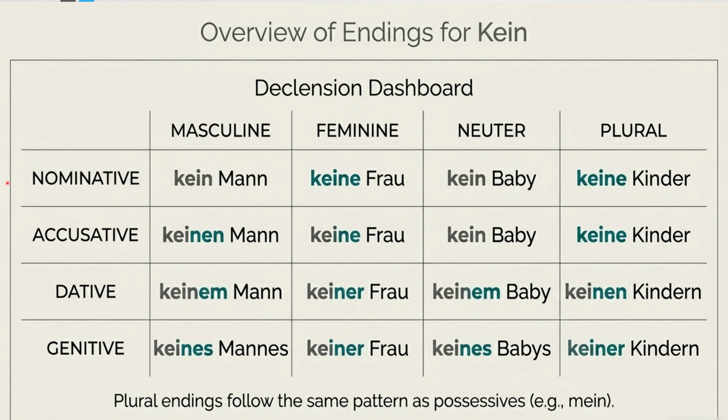This table shows all the forms. Notice how it changes. Nominative: kein Mann, keine Frau, kein Baby, keine Kinder. Accusative: keinen Mann, keine Frau, kein Baby, keine Kinder. Dative: keinem Mann, keiner Frau, keinem Baby, keinen Kindern. Genitive: keines Mannes, keiner Frau, keines Babys, keiner Kinder.